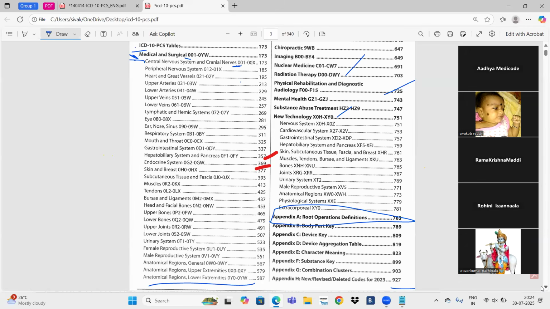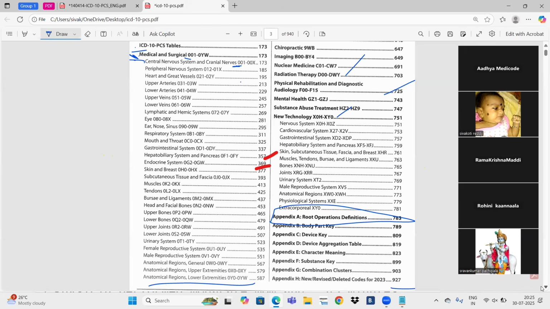Next, heart and great vessels. Note down what the great vessels are. Heart means, you know, if they did a procedure on the heart too. Great vessels, note down: aorta, superior vena cava, coronary artery. Aorta, superior vena cava, coronary artery, and heart related also.